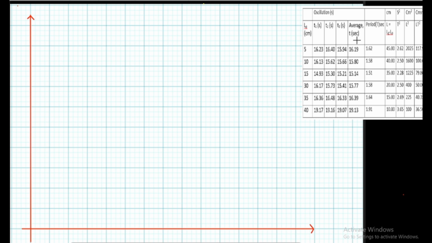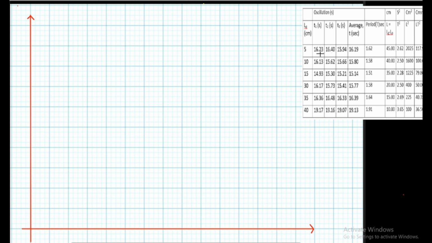Now the table of values here, I'll do a little bit of explanation on it. This is actually a graph to determine acceleration due to gravity, and you're using a meter rule. Lp is the various positions on the meter rule. So first you're going to start with 5, you carry out oscillations. The number of oscillations you're carrying out for this experiment is 10 oscillations.